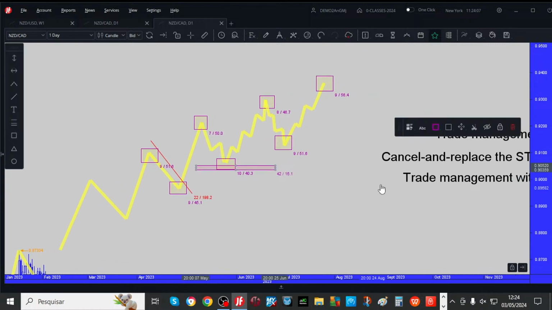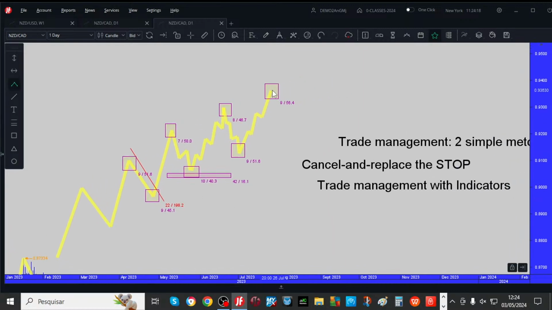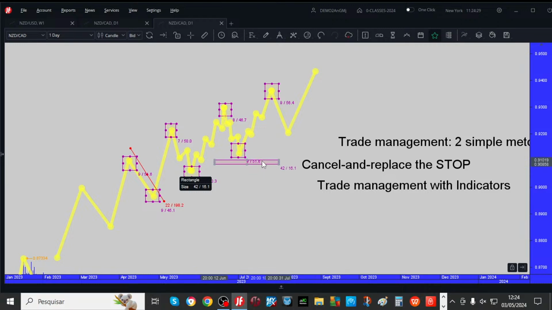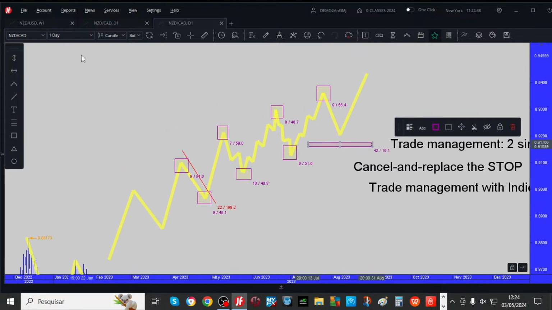So even if the market turns around or stops me out, I'm going to end up with profits. So if the market makes another lower high and higher high again, I'm going to cancel and replace my stop again, locking in profits. And I can do this as far as the market goes.